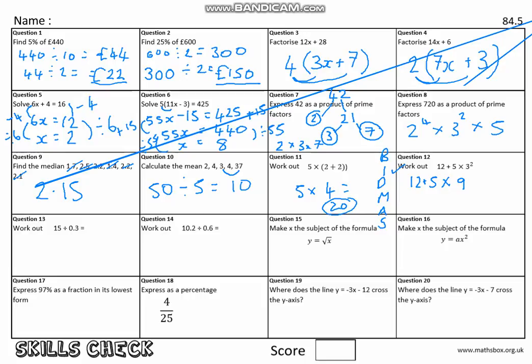Okay, so 5 times 9 is 45. And then all we've got left is our add 12. So now we can do 12 plus 45, which equals 57. Okay, so 57 is our final answer for that question.